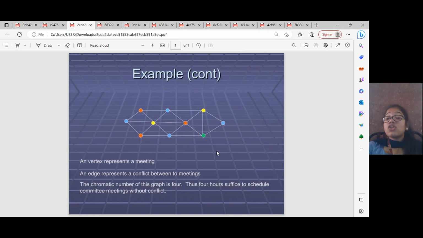So this is a real-time example of the graph coloring method, or we can say the application or principle is the same. Without conflict, we have to adjust the time or schedule the meetings. For that also we can use this principle.